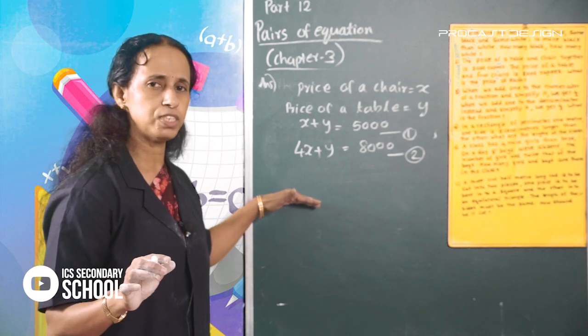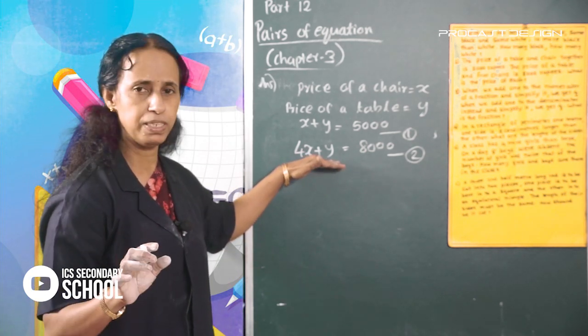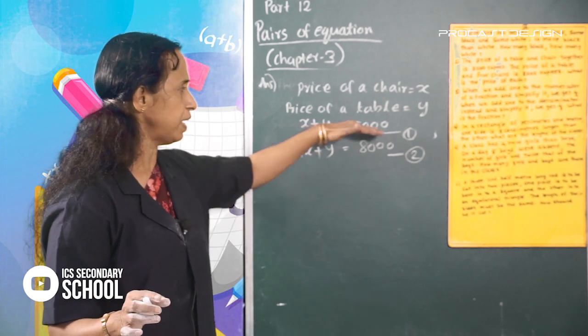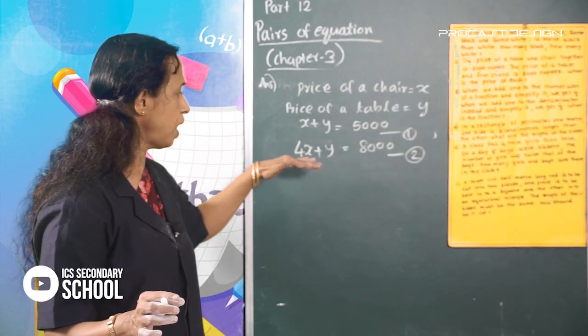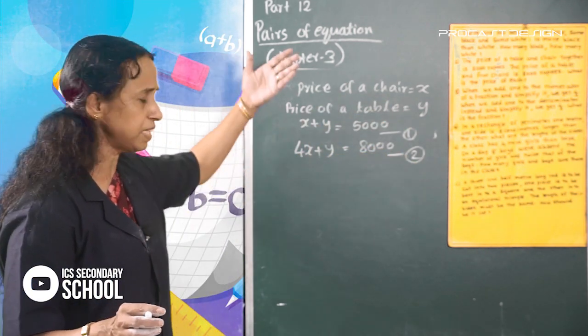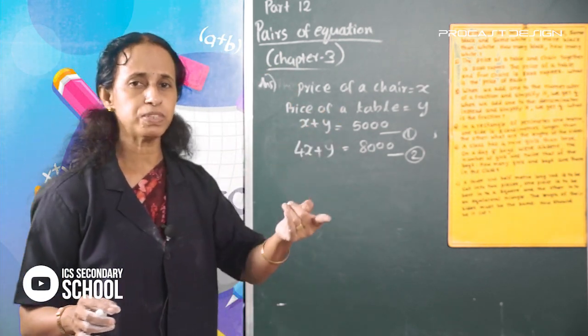Price of a chair is x, price of 4 chairs is 4x, price of a table is y, so 4x plus y is equal to 8,000. X plus y is equal to 5,000, that is the first equation, and 4x plus y is equal to 8,000, that is the second equation. Now subtract the first equation from the second.